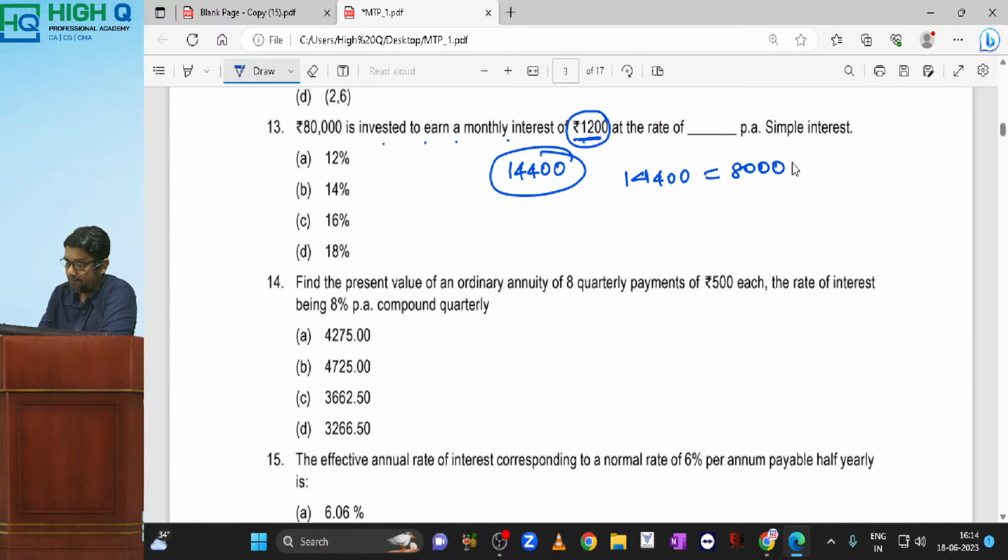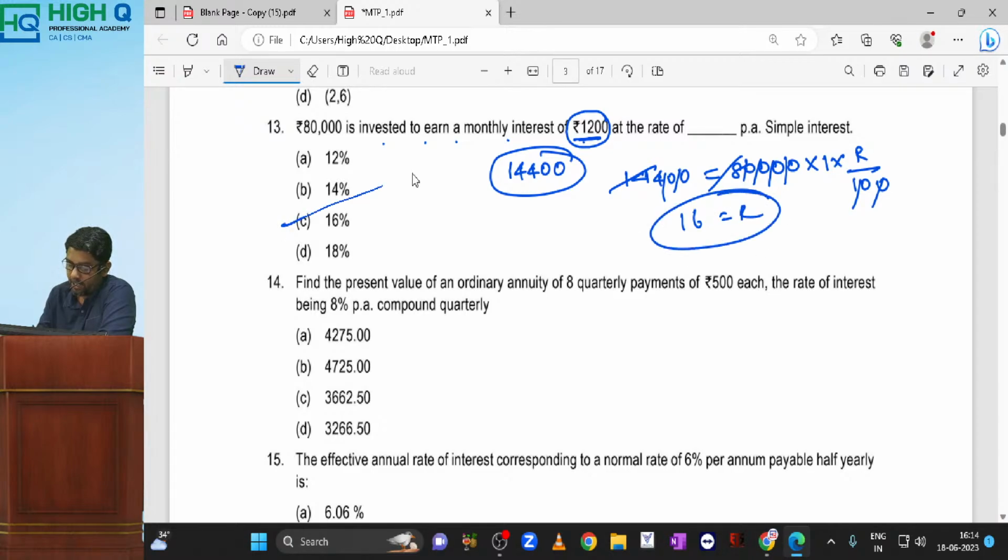Principal. And how many years? 1 year I am taking. Rate of interest. So 16. So rate of interest is 16%. What is the rate of interest? 16%. But simply what you can do, you can use the trial and error method also.